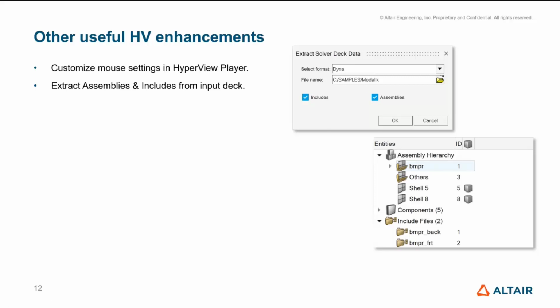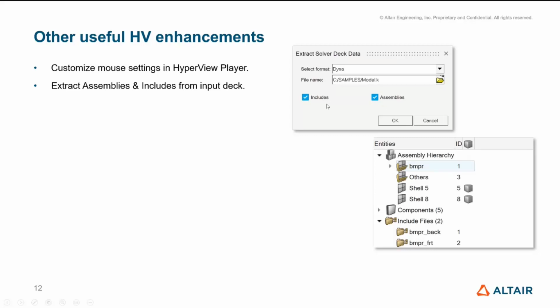Then second one is option to extract assembly and include hierarchy from the input deck. This is useful in certain cases where maybe you have loaded the result file as model and result in HyperView, and you don't have this assembly or include information. So you can load the result file as model, but you can go into tools menu and using the extract solver deck data tool, you can point to the input file corresponding to that result file, and then ask HyperView to extract the include and assembly information from this input file.